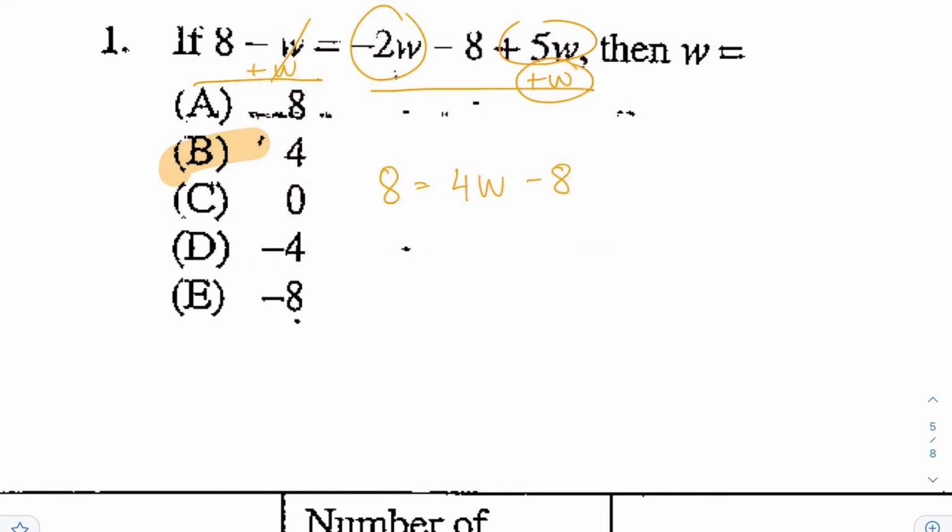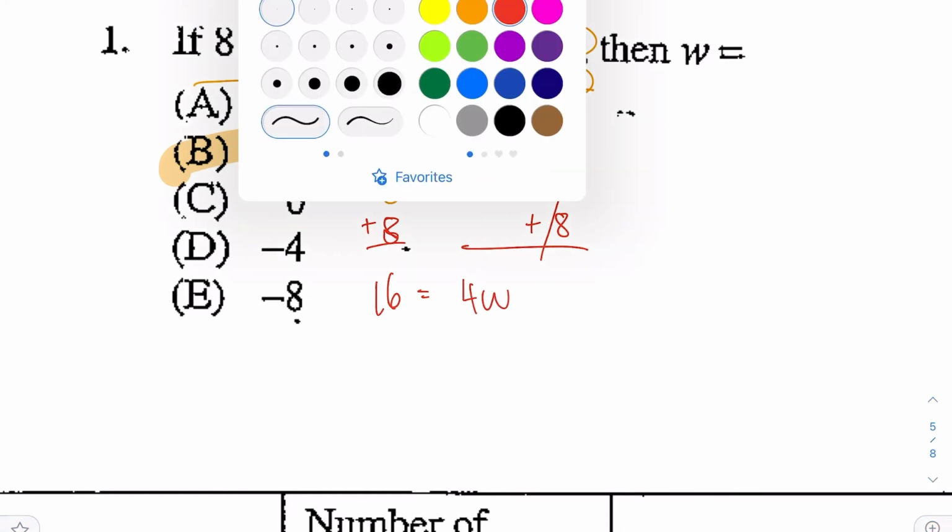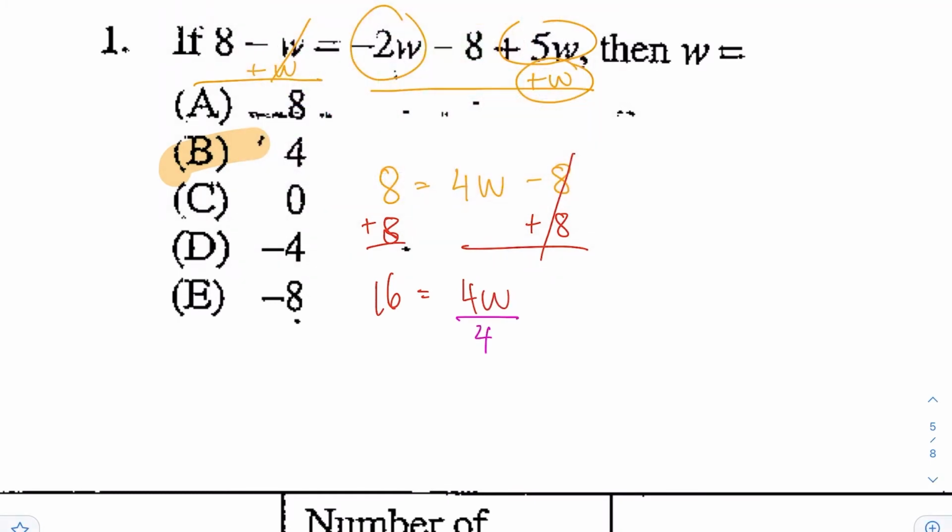Then to isolate the w's on the right side, you're going to have to add 8 to both sides. And that'll give you 16 is equal to 4w. And the final step is to divide both sides by 4 to get w by itself. And that gives you w is equal to 4. Choice B.